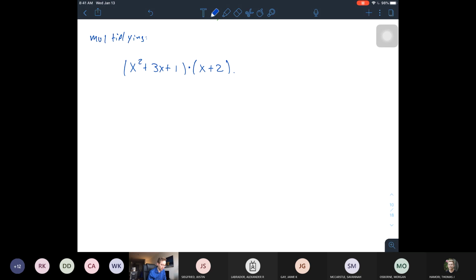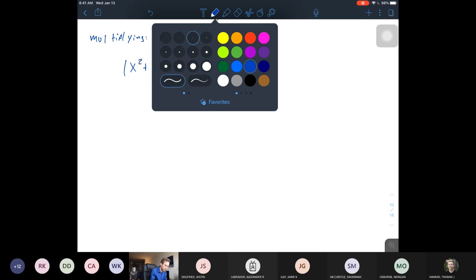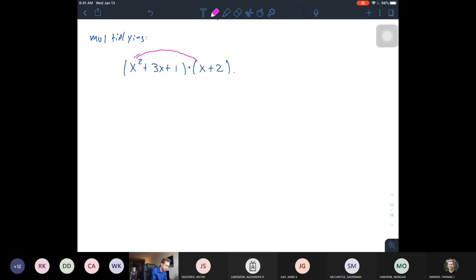So this is kind of like a FOIL process, except it can be a lot more complicated than FOIL if we have a trinomial or more than 3 terms in either of our polynomials. We have to make sure that we multiply each times each. So the first thing we're going to do is take x squared and multiply it by x and by 2. So we'll get x cubed, and we will add 2x squared.